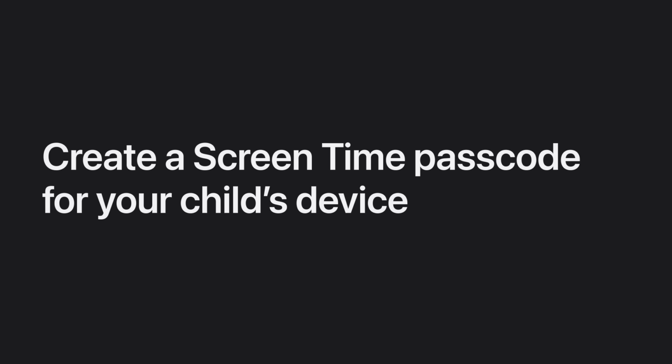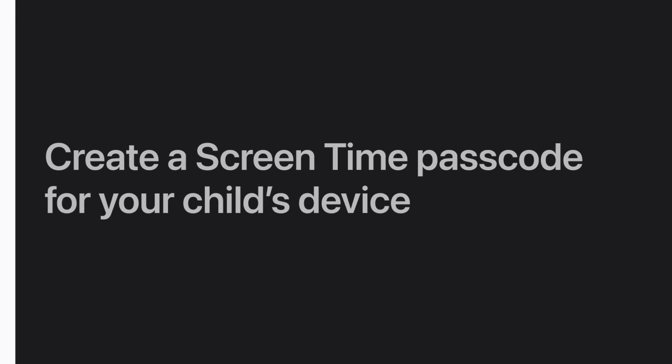First, let's create a screen time passcode for your child's device. The easiest way to manage screen time as a parent or guardian is with family sharing. If you don't use family sharing, you can set up screen time directly on the child's device, either during setup or later in settings. In this example, we're using family sharing on the parent's iPhone.